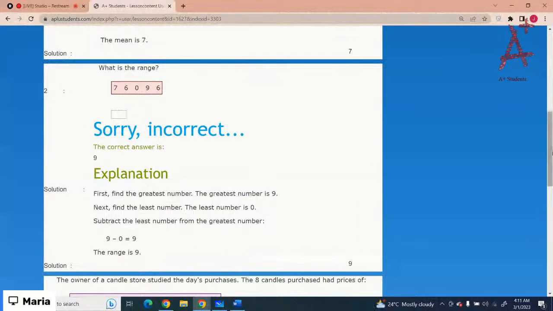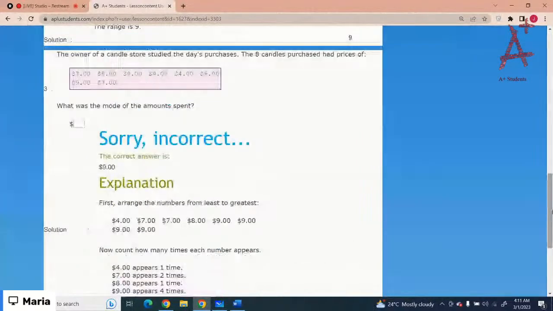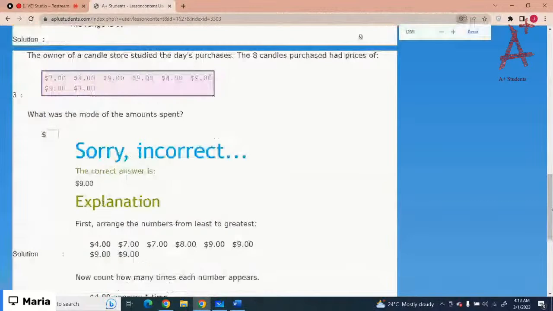The next one: the owner of the candle store studied the day's purchases. The 8 candles purchased had prices of 7, 8, 9, 9, 4, 9, and 7. What is the mode of the amount spent? The mode is the value that appears the most in the data. Look at the 9. It appears 4 times. 8 appears just once, 7 appears just once, and 4 appears just once. So 9 appears the most. The mode of the data is 9.